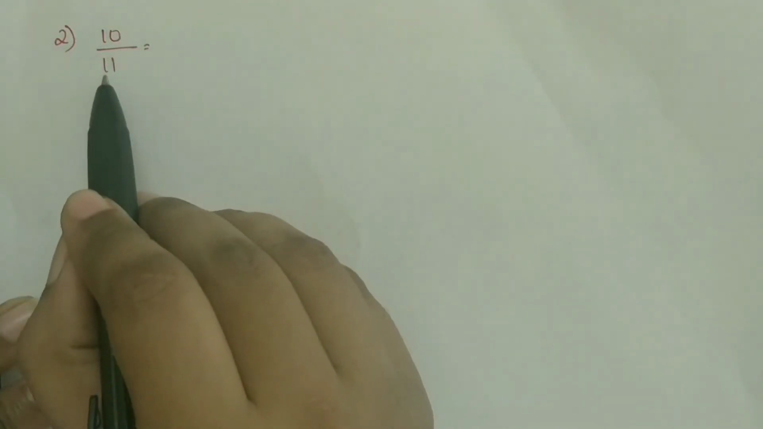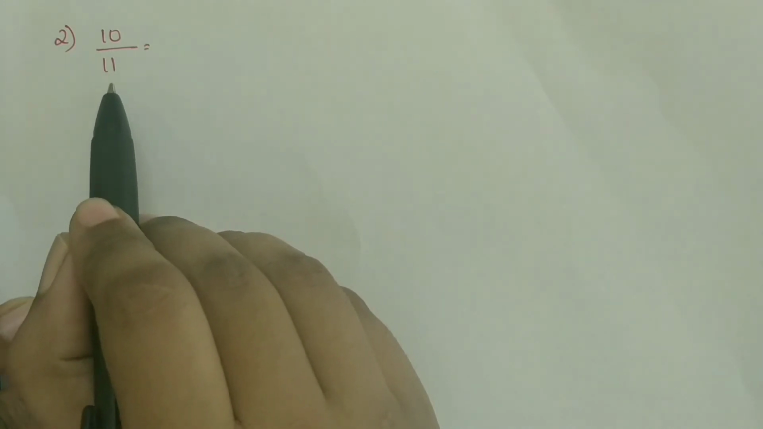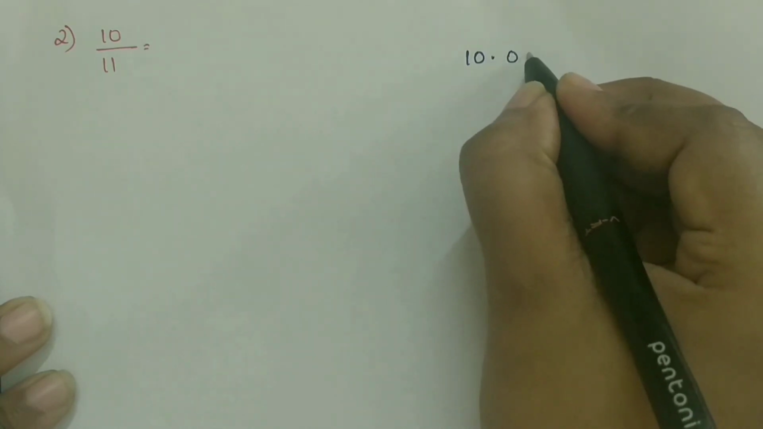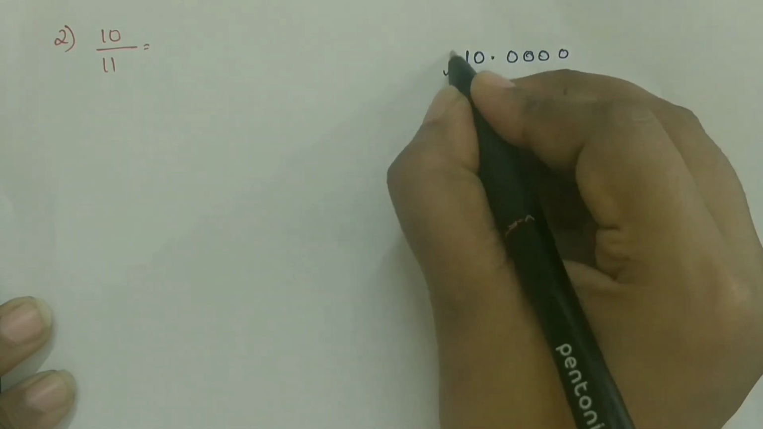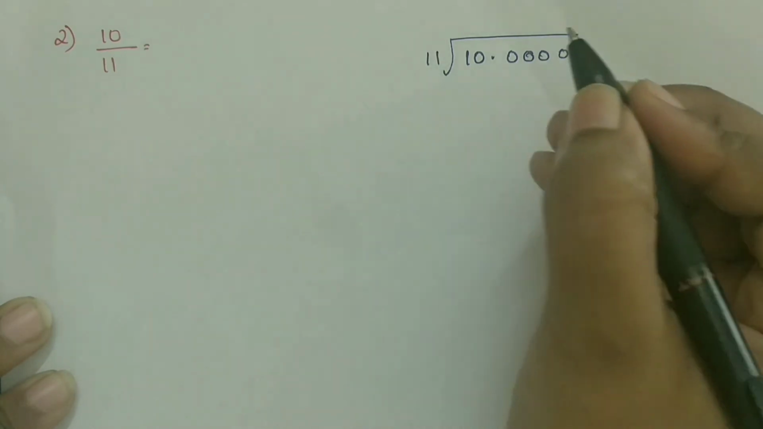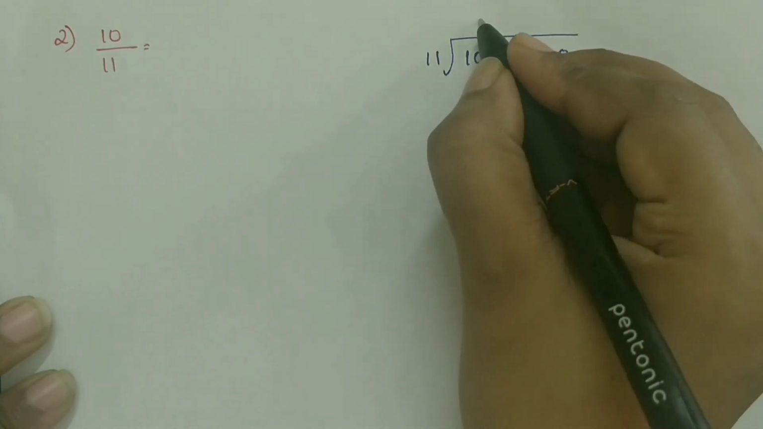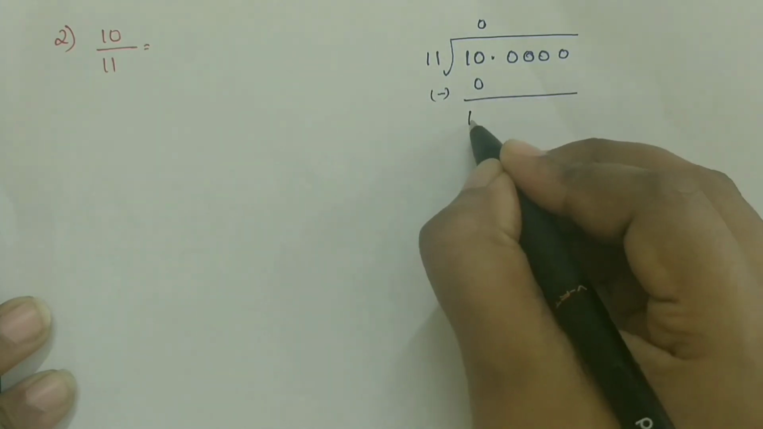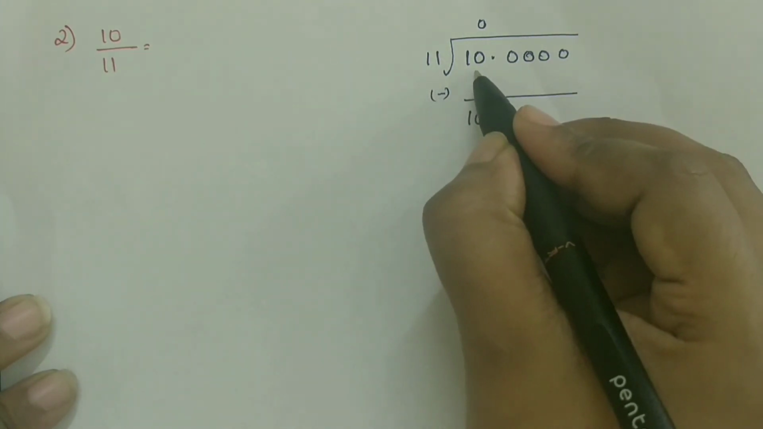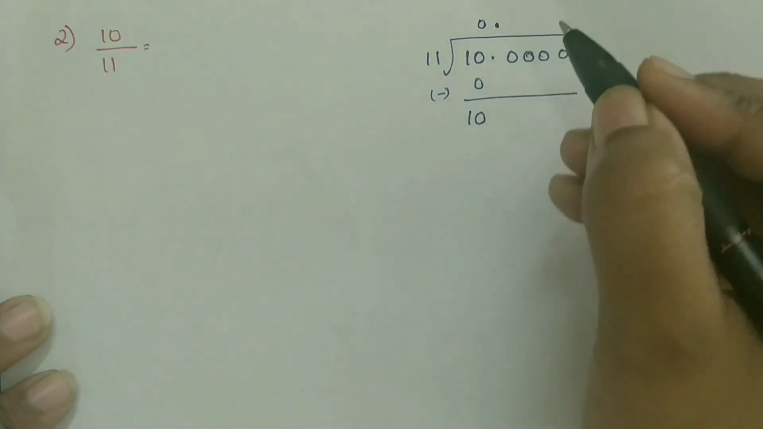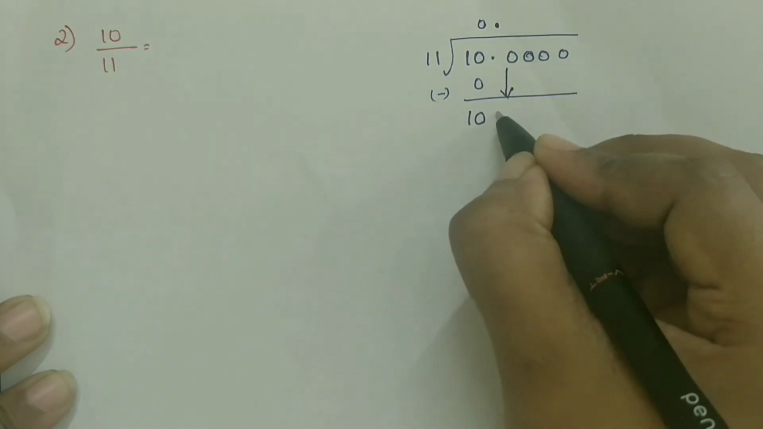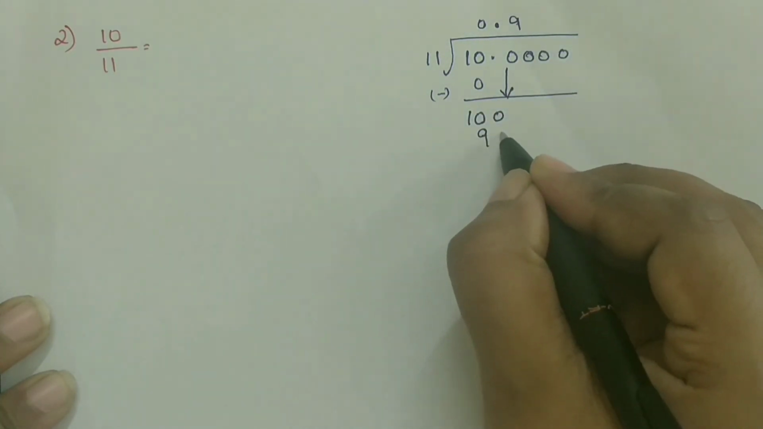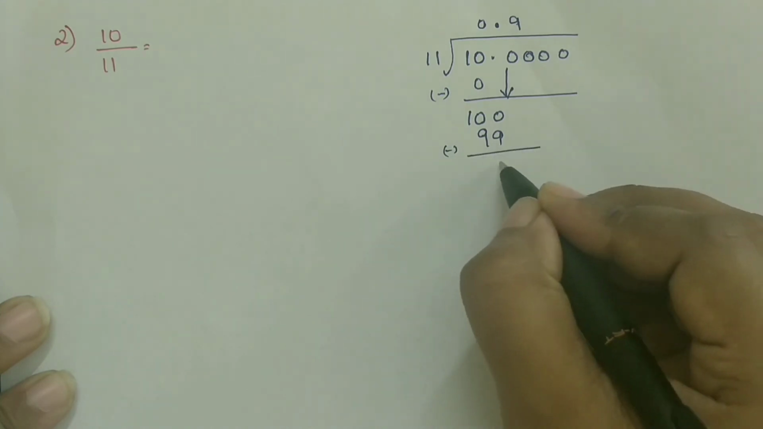Second one, 10 divided by 11. Convert into a recurring decimal. So 10.0000 divided by 11. 11 × 0, 0. Difference is 10. Whole number part is completed, so put a decimal point and bring down 0. 11 × 9, 99. Difference is 1.